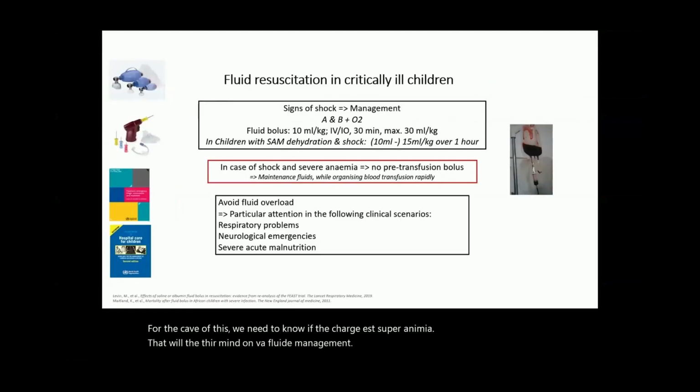So we don't want to go too much into detail. Treatment of shock, in a way, is straightforward, but we need to stabilize airway and breathing, and we need to be careful with fluid administration, especially if the child has signs of severe anemia. Then, according to WHO guidelines, we should not give pre-transfusion boluses, just start maintenance fluids. We need to be particularly careful with fluid overload in children with severe acute malnutrition, respiratory and neurological emergencies.